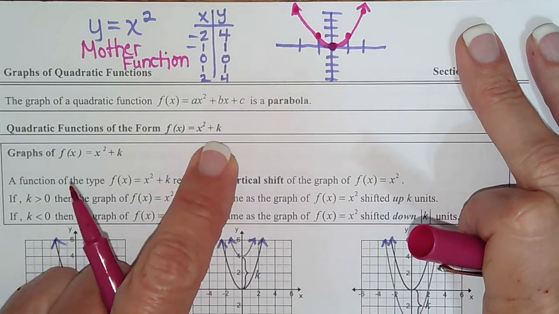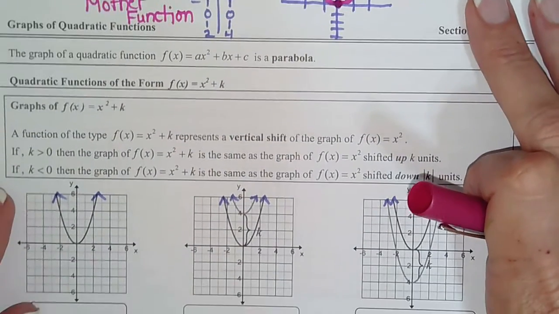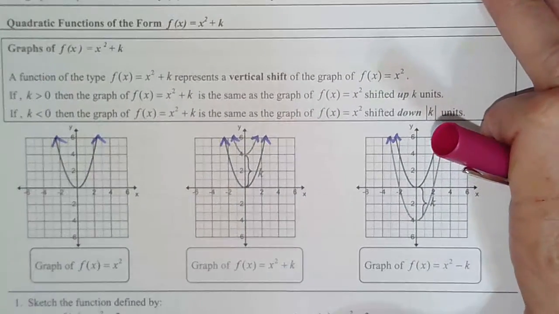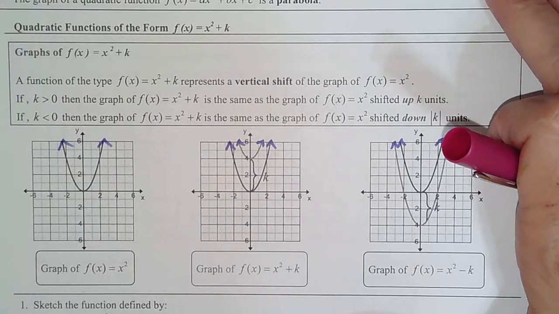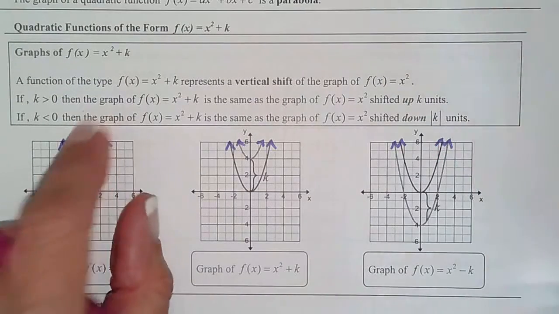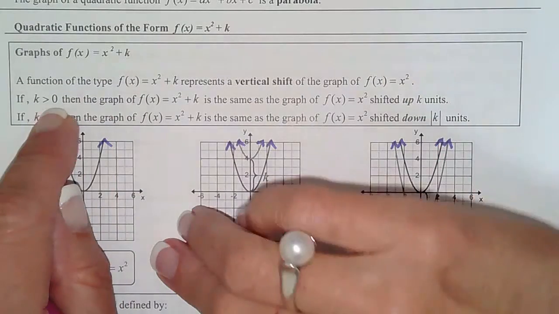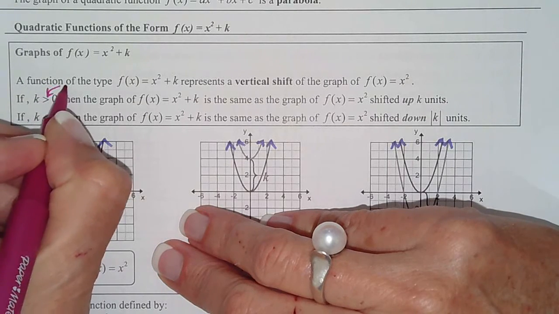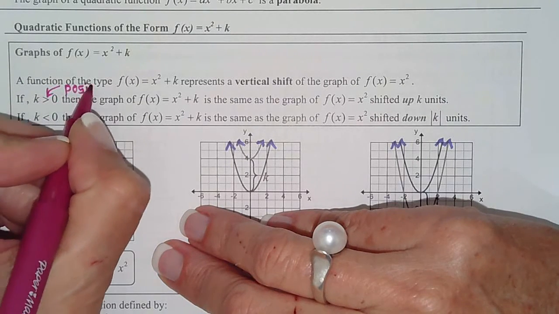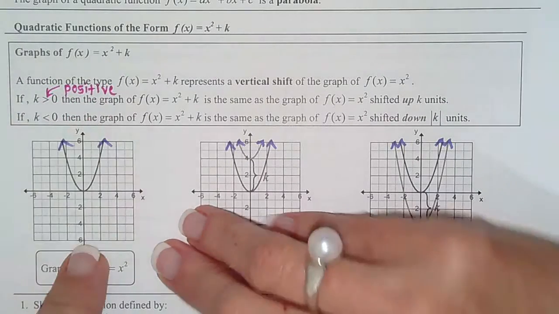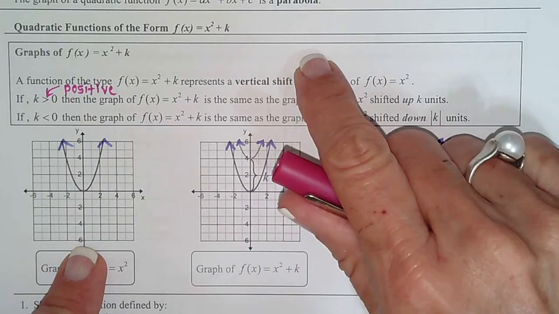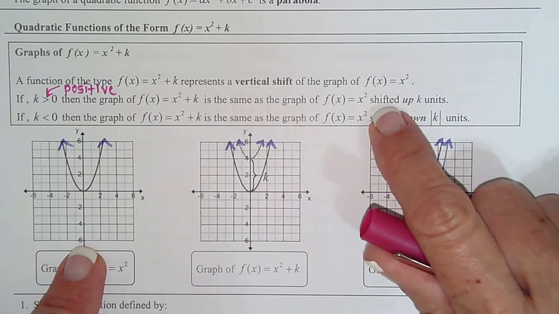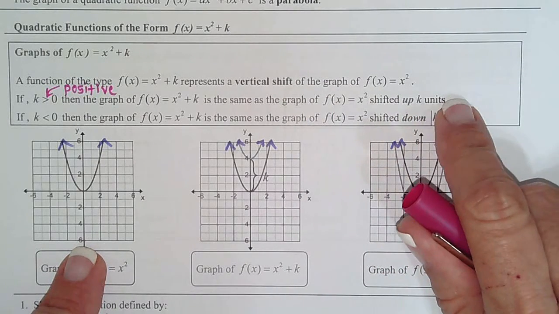So now what we're going to study is what happens to a graph if I add a k to it at the back. Well, if the k is positive, does everybody know greater than 0 just means it's positive? So if the k is positive, what it does is it lifts the graph up. So we call it a shift up k units.